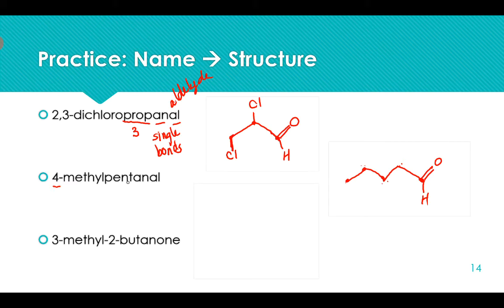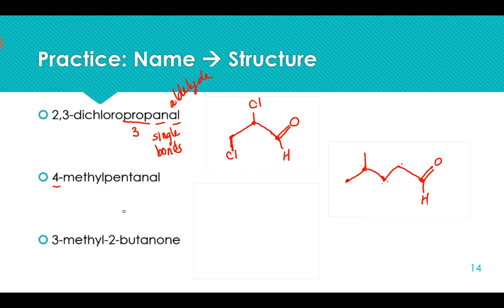And then this says 4-methyl. So if this is carbon number 1, that's a 2, that's a 3, this is a 4. And so I must have a methyl group there. I don't need to write methyl. I can just leave it as a stick coming out of the structure. I'm going to just draw that better.